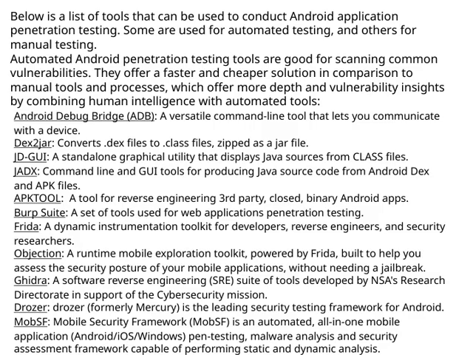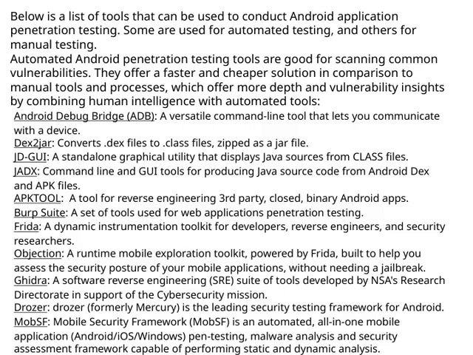JD-GUI is a graphical utility that lets you view Java source code from class files, helping you understand how an app works behind the scenes. JADX offers both command line and GUI options for generating Java source code directly from Android DEX and APK files, facilitating reverse engineering efforts. Apktool is particularly useful for reverse engineering third-party or closed-source Android applications, allowing you to analyze their resources and manifest files.